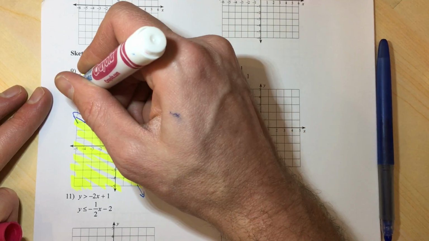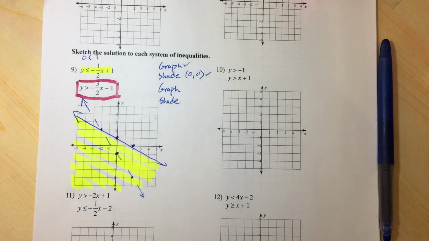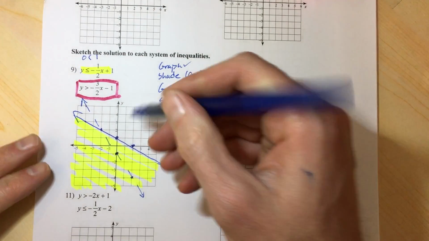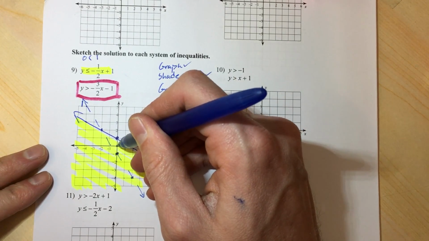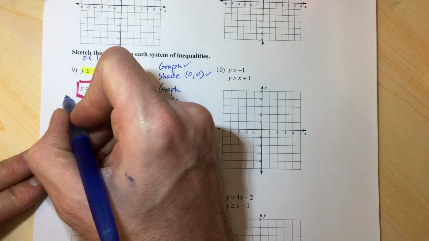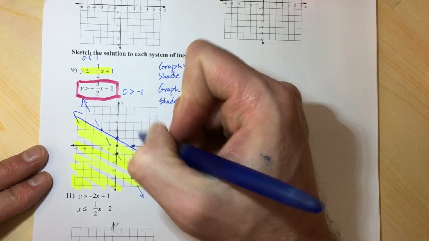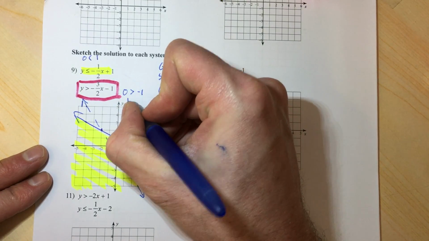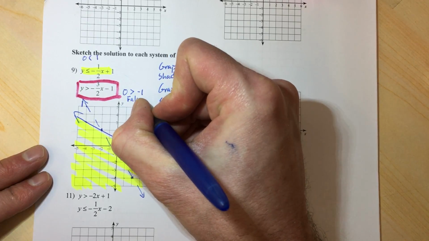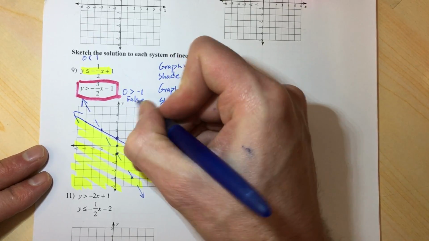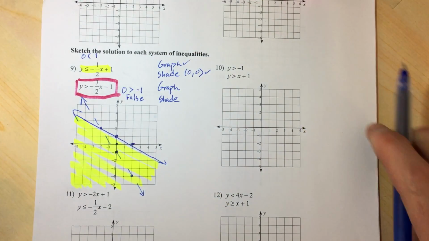So this guy's pink. And we're still going to pick our test point of 0, 0. And we want to know if 0, 0 is true. Okay, and so we have 0 is greater than -1. And is 0 greater than -1? That is false. Okay, so we're talking about this line right here. This is our pink line.